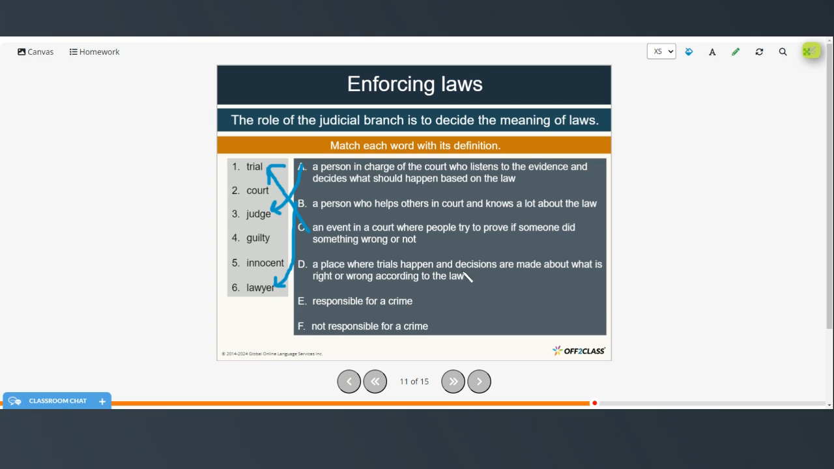A place where trials happen and decisions are made about what is right or wrong according to the law. That is court. Responsible for a crime is guilty. And not responsible for a crime is innocent.